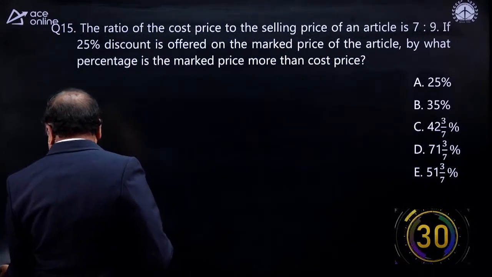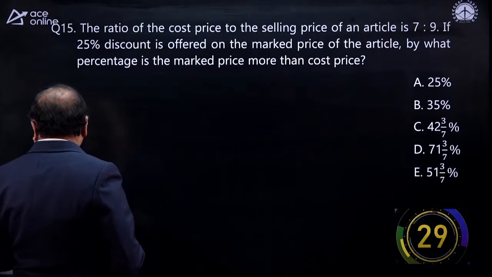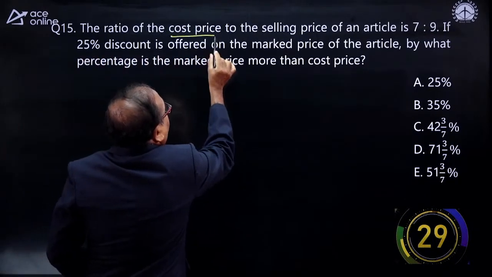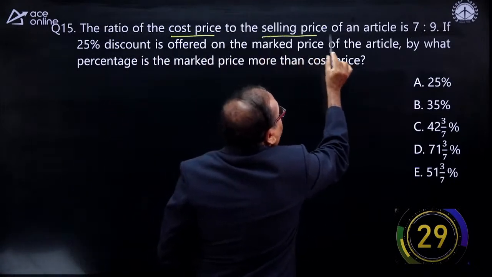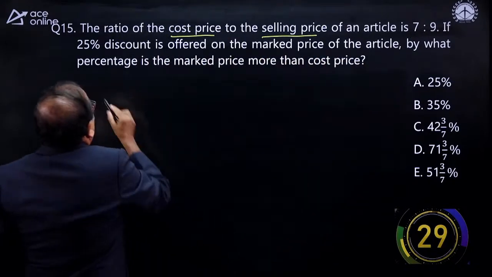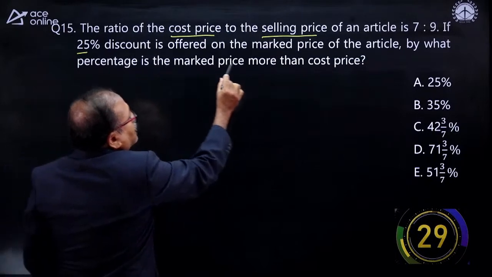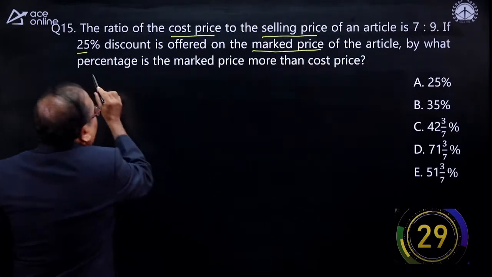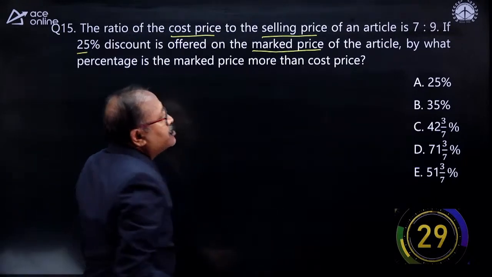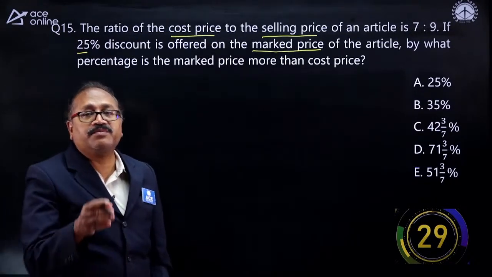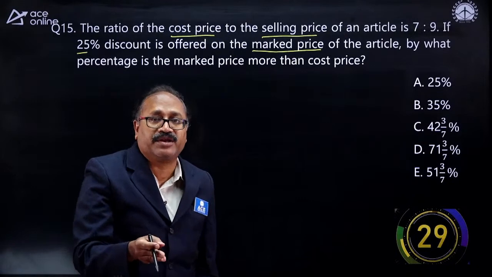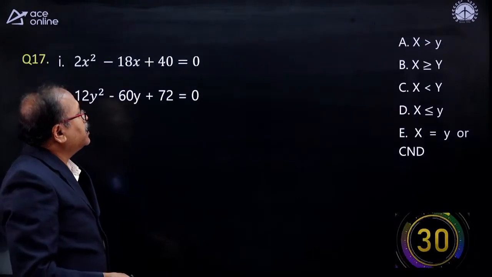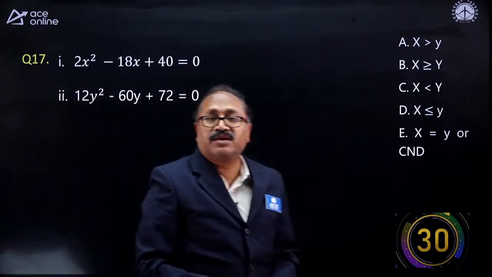And after that, I think we have quadratic equation. The ratio of the cost price to selling price is 7:9. 25% discount is offered on the mark price of the article. By what percentage is the mark price more than the cost price? I will not discuss this one because I remember that this question is repeated. The other day we discussed it. So I will straightaway move on to the next slide where it is quadratic equation.